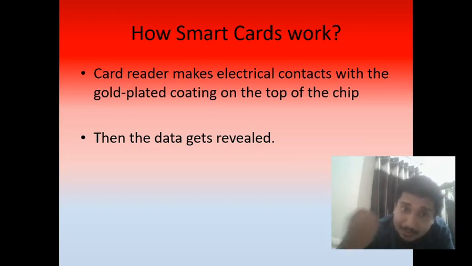So now the whole system, the ATM machine, would be able to understand your balance, the money you have in your bank account, etc. So once it knows that, okay, this is the data in your ATM card, then you would be able to do further transactions.